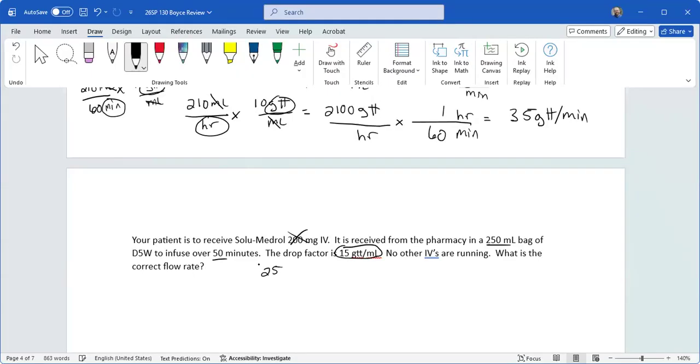So any of you that got stuck, hopefully you didn't convert that to hours because you don't need to. Because remember, if they give you a drop factor, they're looking for the drop rate. You should get 75 drops per minute.